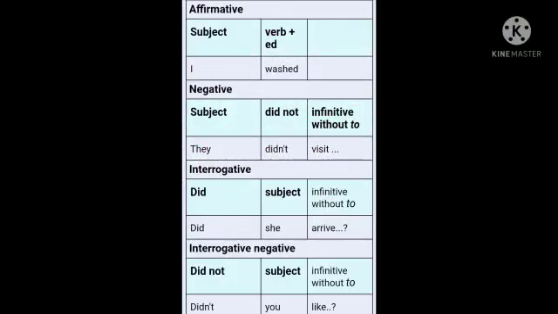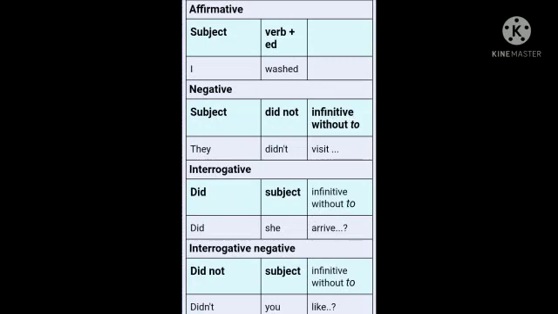Now talking about the affirmative form, you can look over here. The subject is I and the verb form is with ed, that is washed. Then when we are converting that sentence into negative, it will be they did not. Didn't is the contracted form of did not, so we are writing didn't. And visit means infinitive without to. After that you can look over there, interrogative.